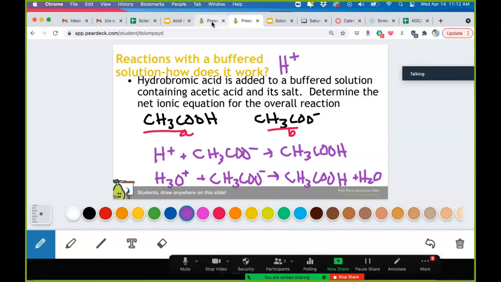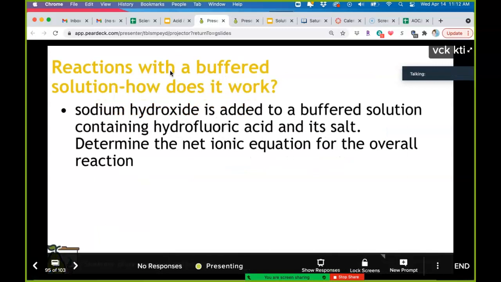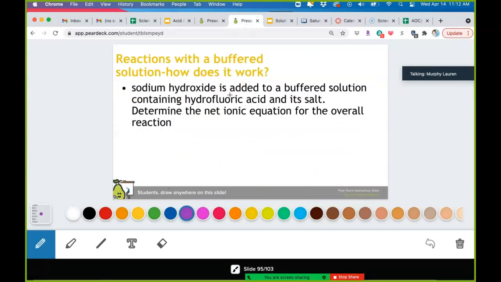Okay, so let's try one more. Sodium hydroxide, so they're telling you OH minus, NaOH, which is OH minus, is added to a buffered solution containing hydrofluoric acid. Remember, HF is a weak acid. And its salt. Now, they don't tell you who the salt is. So what am I going to need to have? I'm going to need to have the fluoride ion, right? That's the conjugate of HF. So maybe it's sodium fluoride, potassium fluoride, lithium fluoride. I don't care, fluoride. Anybody fluoride, okay? But in essence, it's F minus that we care about.